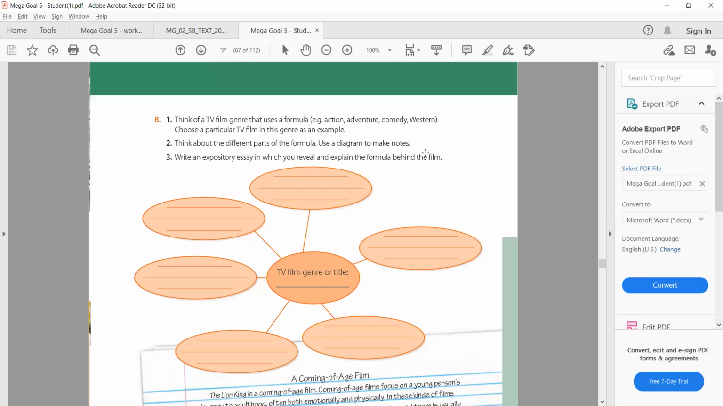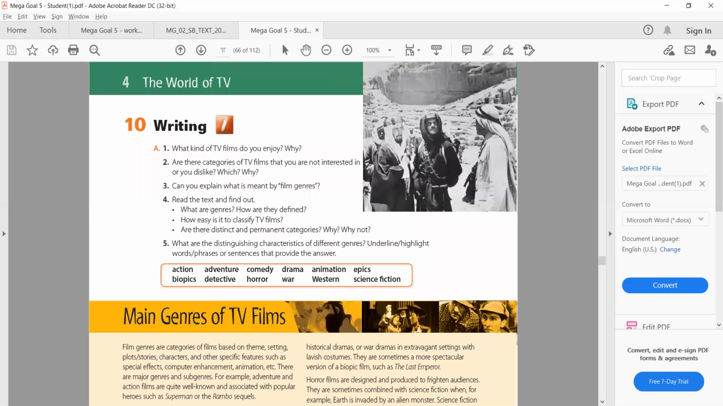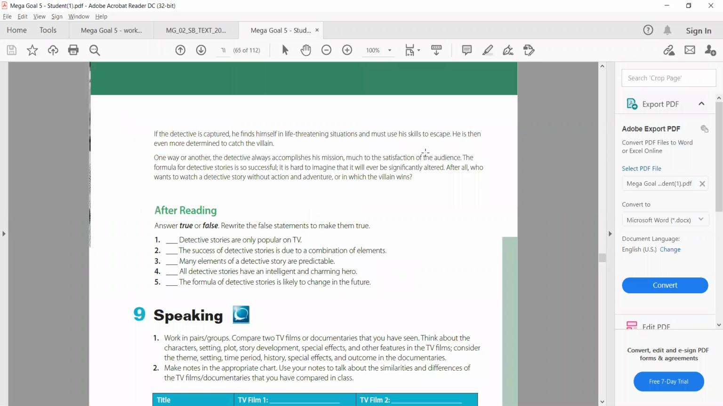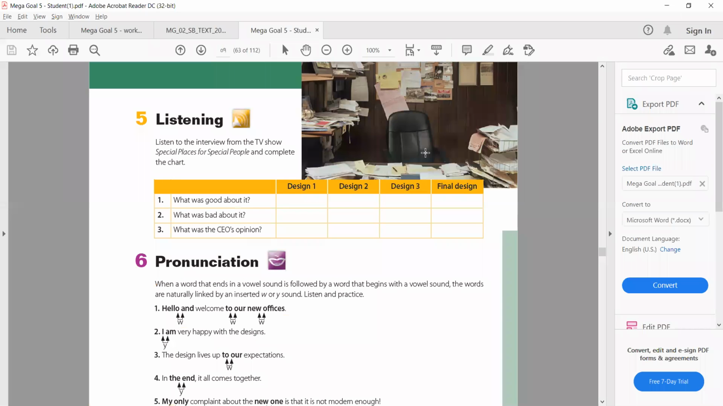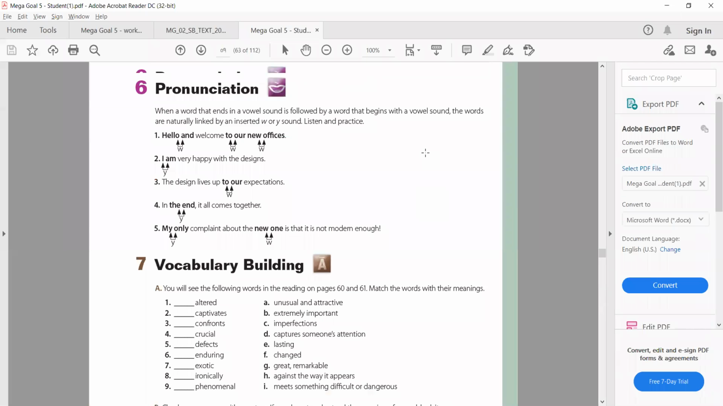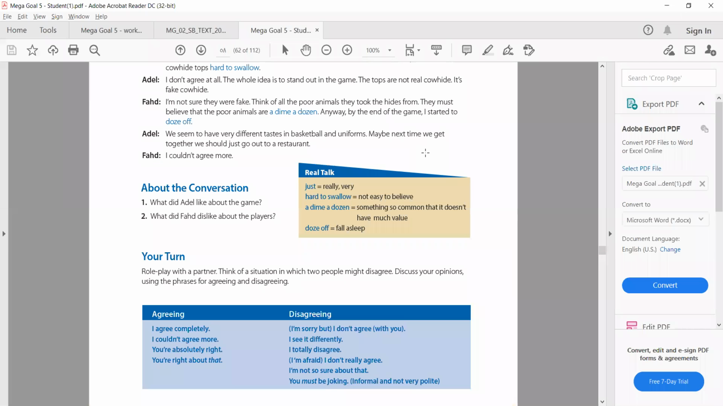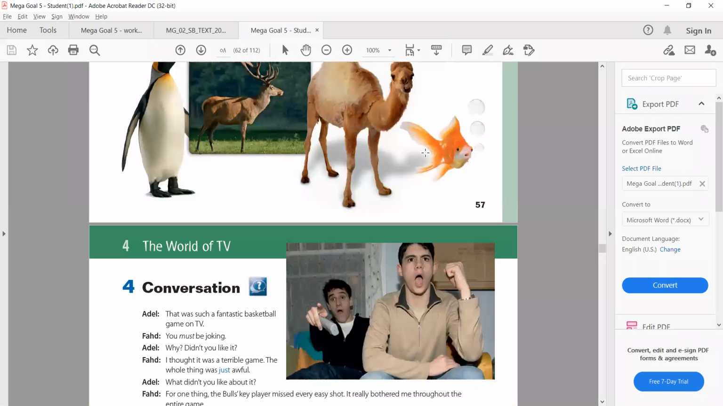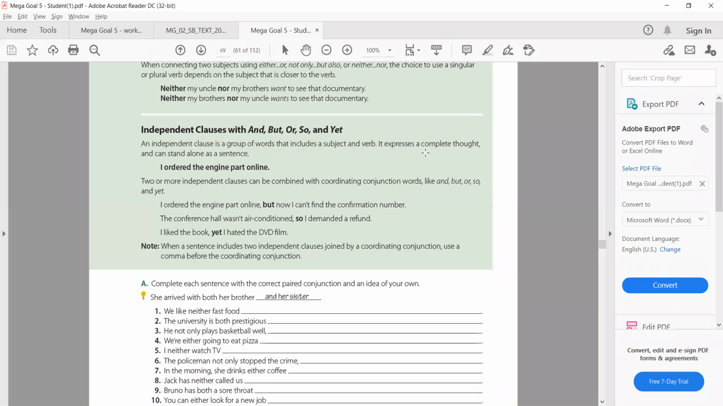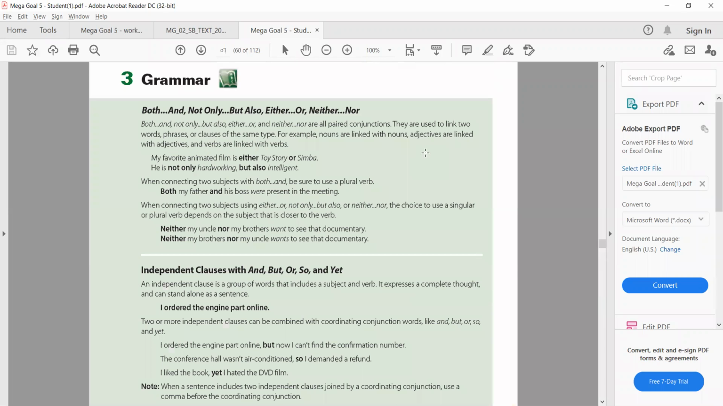Right. Then we have, yes, here we have vocabulary. And here the vocabulary after the conversation. Type. Then we had both and, not only but also, either or, neither nor.